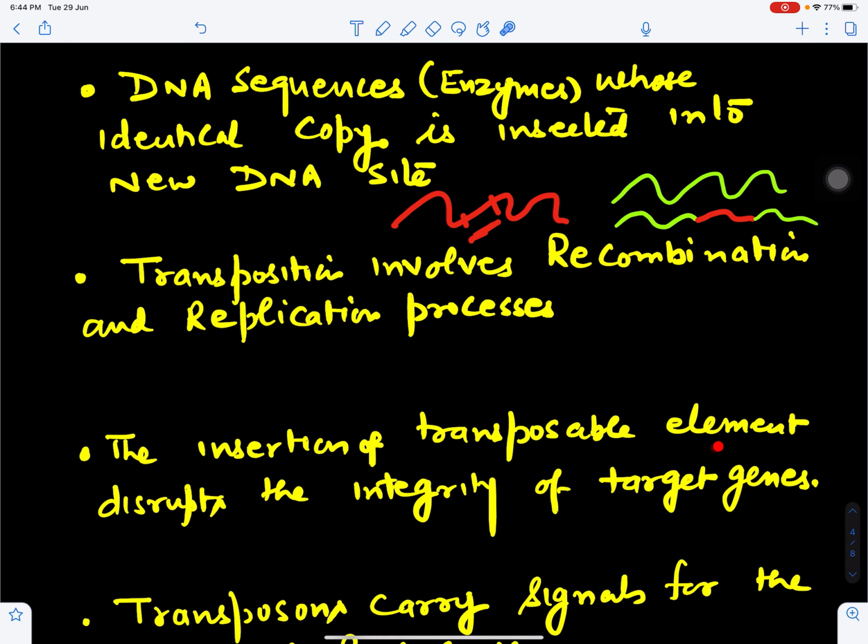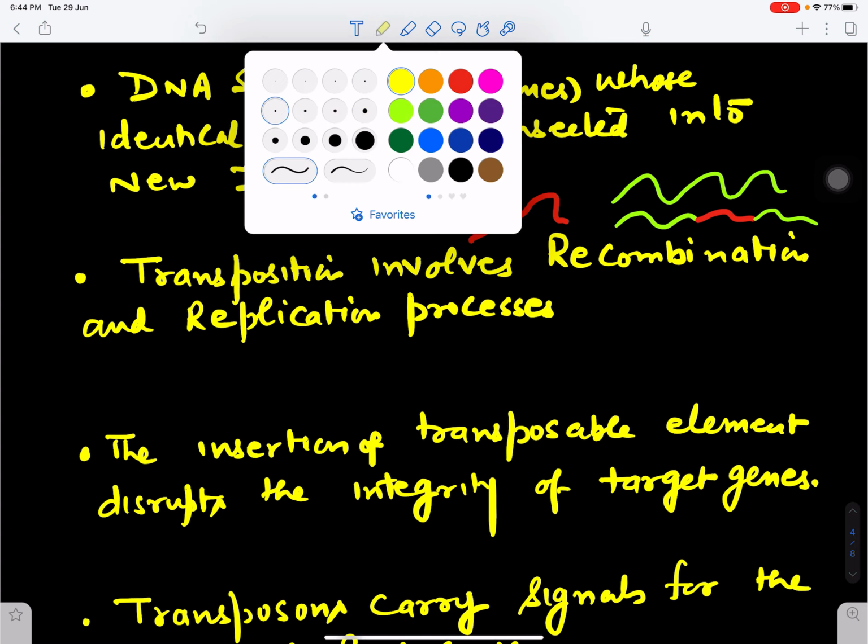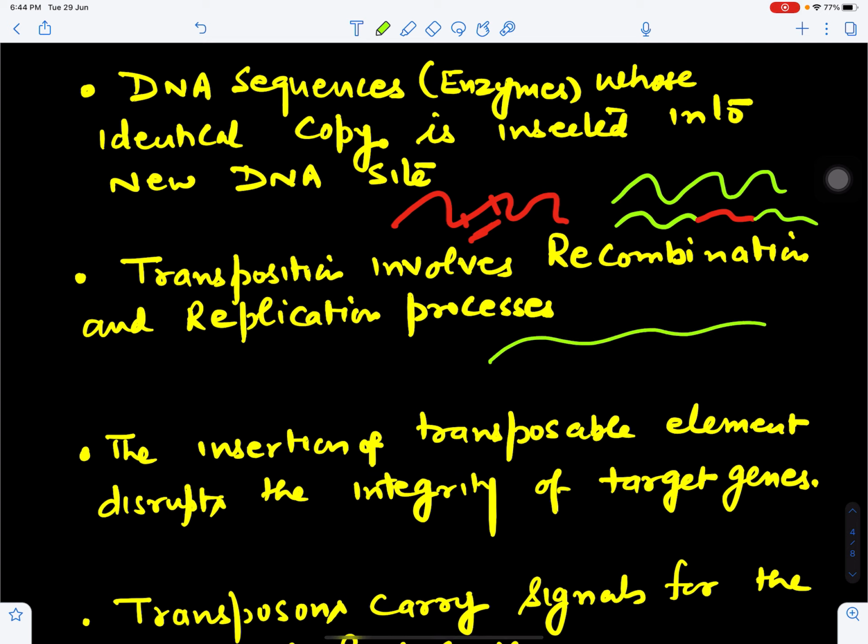The insertion of a transposable element disrupts the integrity of the target gene. This green DNA was showing a certain sequence of the gene, like A, T, C, G, C, it can be any sequence. But when this is disturbed by the red gene, it can become like C, G, A, T, C, G, it can be any sequence. So when this sequence has been disturbed, the integrity of the target gene, the gene in which it has been inserted, will be disturbed, and its expression will be different.